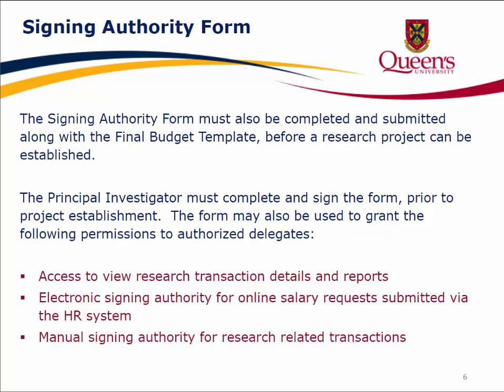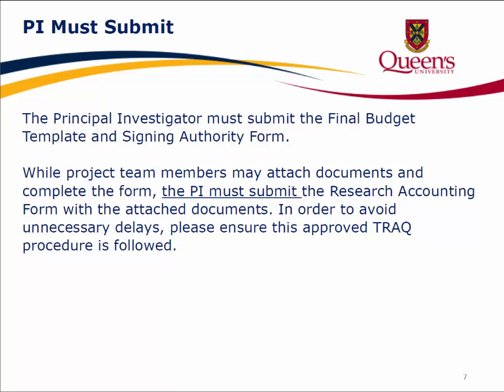The form must be completed and signed by the principal investigator and may also be used to assign specific permissions to authorized delegates, including access to view research transaction details and reports, electronic signing authority for online salary requests submitted through the HR system, and manual signing authority for research transactions. While other project team members may attach documents and help complete these forms, the PI must submit the research accounting form, including the final budget template and signing authority form as attached documents. In order to avoid processing delays, please ensure this approved TRAC procedure is followed.